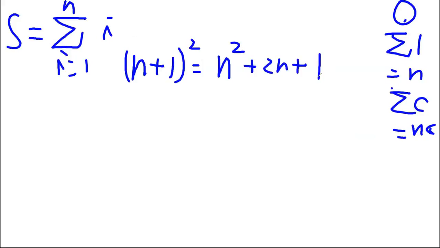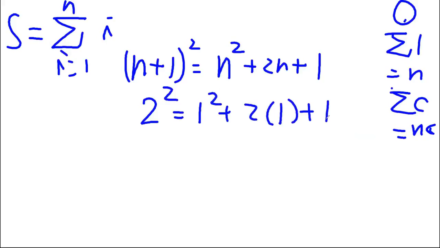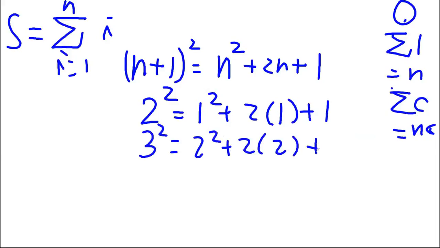Is that okay or no? Yes or no? Yeah. So, since it's yes, you approve it. So 2 squared equals 1 squared plus 2 times 1 plus 1. Is that okay? Yeah. Wait. 3 squared equals 2 squared plus 2 times 2 plus 1. Is that okay? Yeah. Continue until n squared equals n.